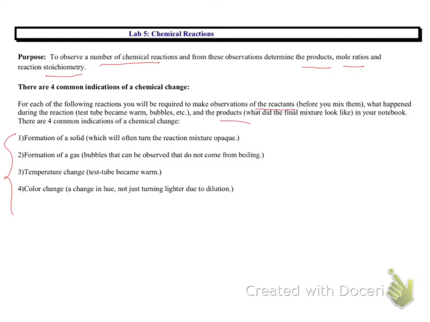So if you see a solid forming in your solution, you see some chunks and solid particles, which is also known as a precipitate forming. That's one of the indications of a chemical change. Your reaction mixture is no more transparent, it's opaque.